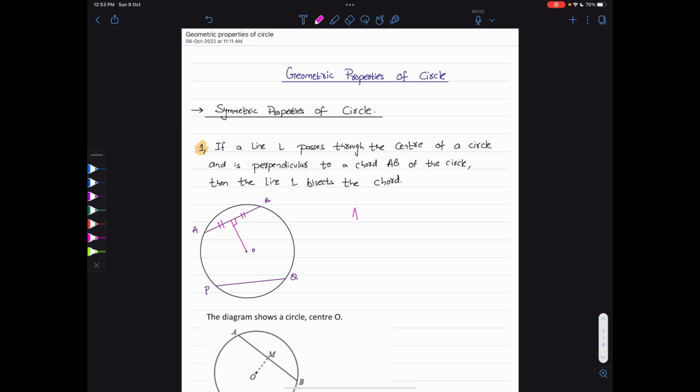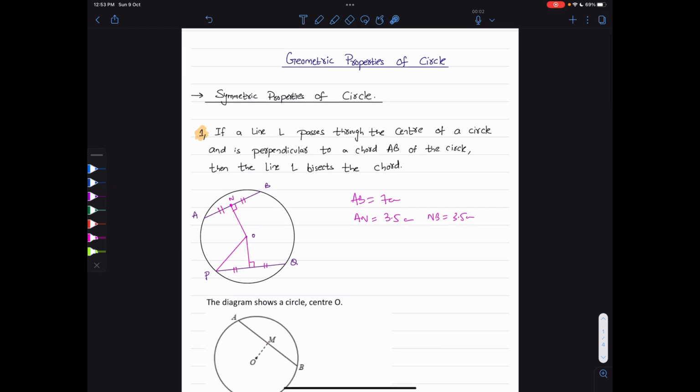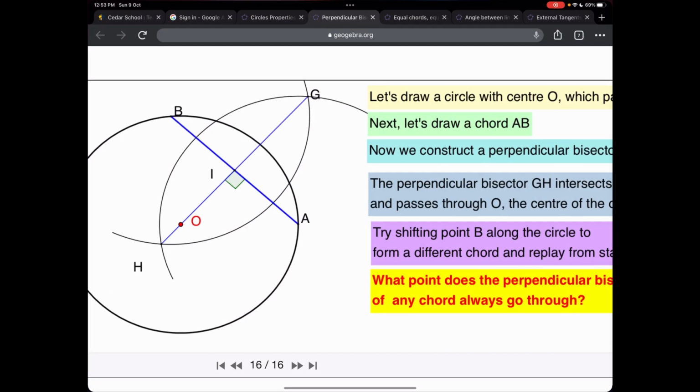bisect the chord. So for example, if AB was 7 centimeter, and this is going to be the midpoint, let's say N, then the distance AN is going to be 3.5 and NB is going to be 3.5 centimeter. Similarly, if you have a chord PQ and you drop a perpendicular line, it is going to bisect the chord into two parts. OP is the radius as well, this is your perpendicular line, and this becomes your right angle triangle. Let's look at an applet to further understand this.